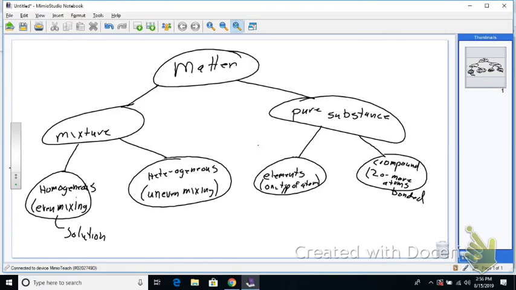Now, matter can also be broken down into solid, liquid, and gas. That's a lot more general. This is a lot better. This is more specific. So at the end there, we have the classification of matter, and it goes through that.